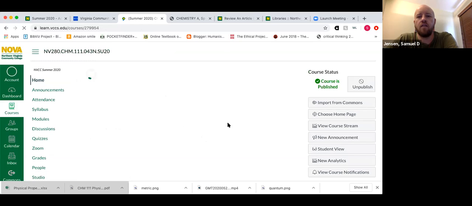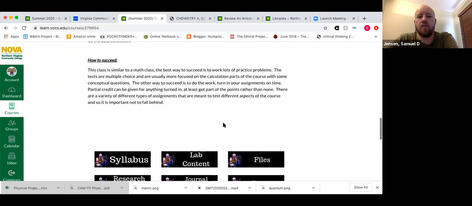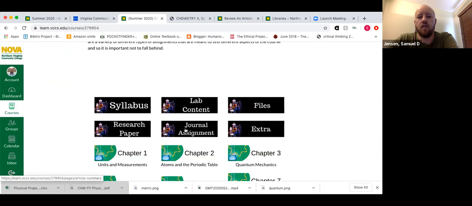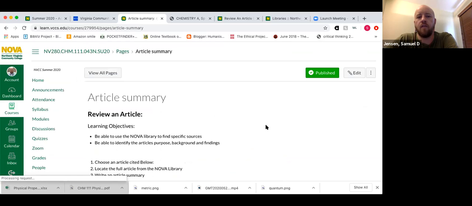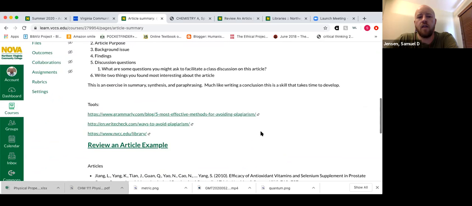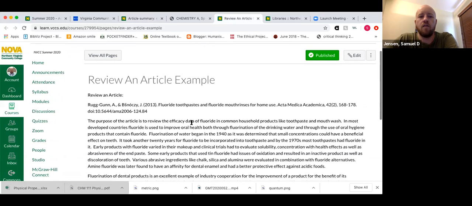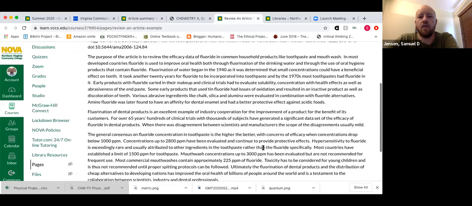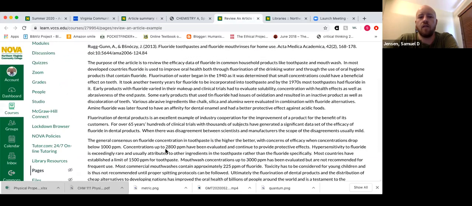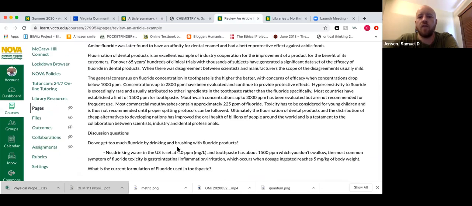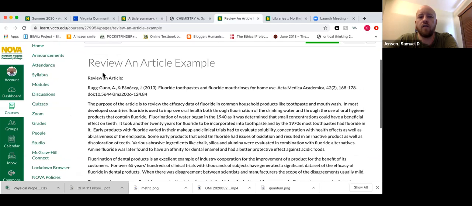All right, so if you're on the article summary page, again, this is right from the home page. If you're straight on the home page, you can go right down to the journal article assignment. Now there is a sample on here. If you click on review an article example, you'll see it's not very long, right? It's 2-3 paragraphs at most.